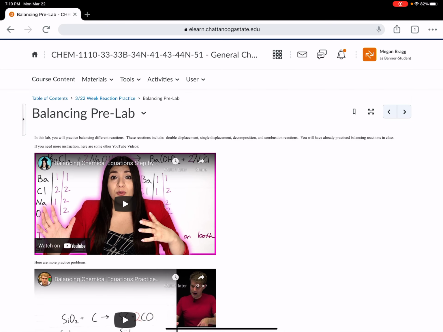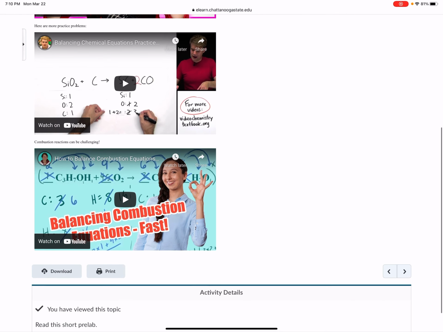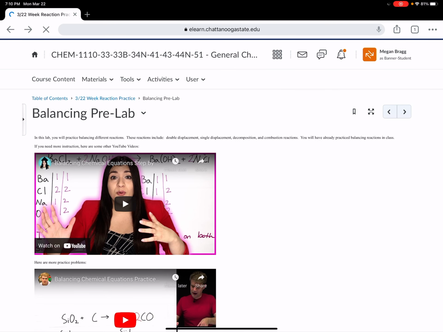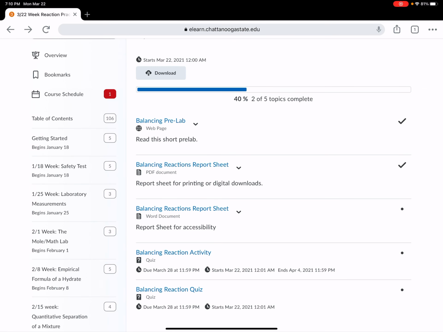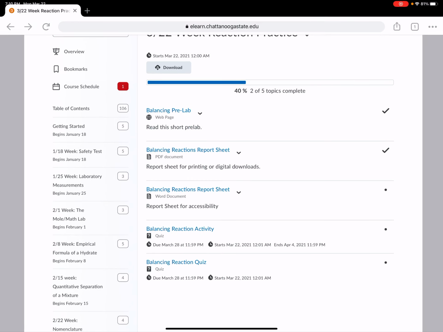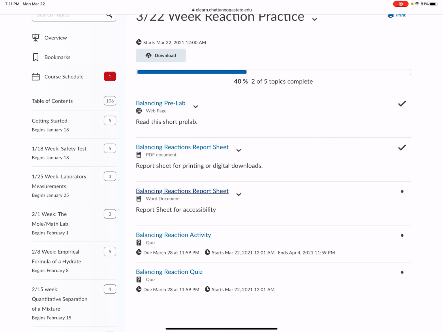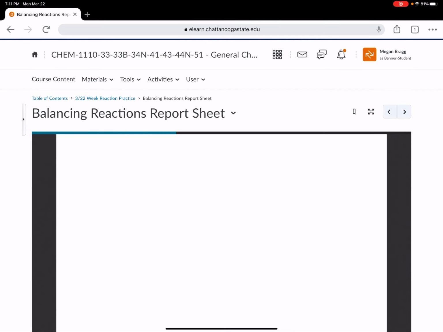If you are uncomfortable with balancing at all, here are 3 helpful different voices than your instructor, but you would have already had the balancing in class. And then you have 2 options on your report sheet. You can do the PDF version or you can do the Word document version. Notice that the PDF version looks like this.